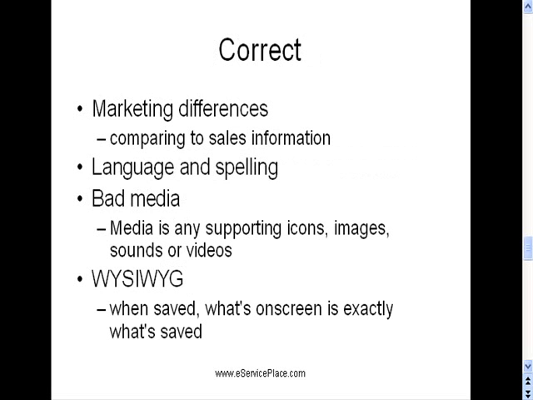And is the application correct? Like the first one is marketing differences. We are not comparing here to a product specification, whereas we are comparing it to the sales information. And whatever they are marketing, is the application telling the same? I mean, is it correct comparing to the sales? Language and spelling. There are a lot of poor spellers, so make sure the language and the spellings are correct. Bad media. Media is like any kind of icons, images we use in the application.